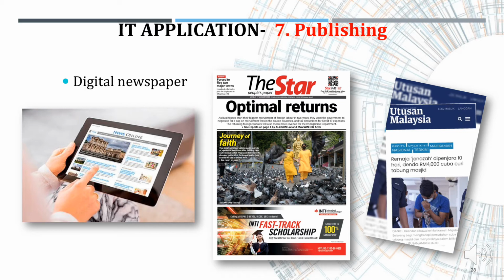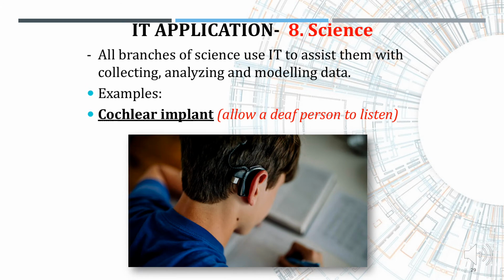And then for the science sector, we use technology to help people that have a disability, for example a deaf person. For the deaf person to listen, they have to use this kind of device to help them do their activity. So science is also a sector that uses technology.